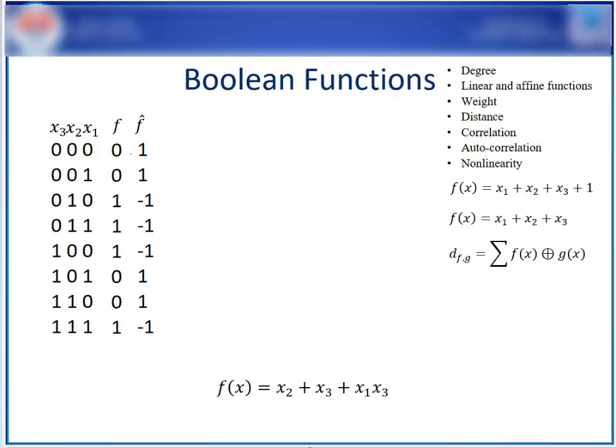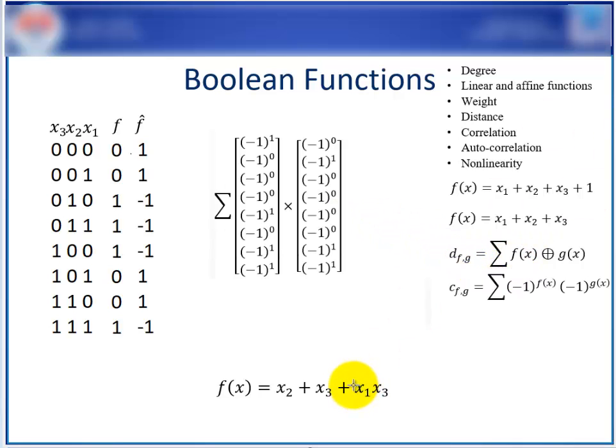Another function that we need to define is the correlation between two Boolean functions. Correlation shows the degree of relationship between two Boolean functions. Let me explain the difference between distance and correlation by an example. So to calculate the correlation, we can use this formula.